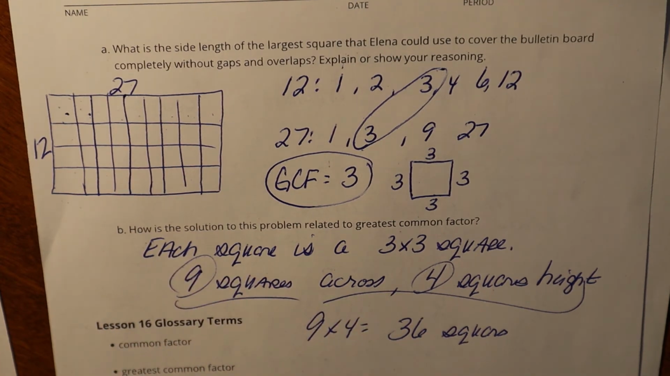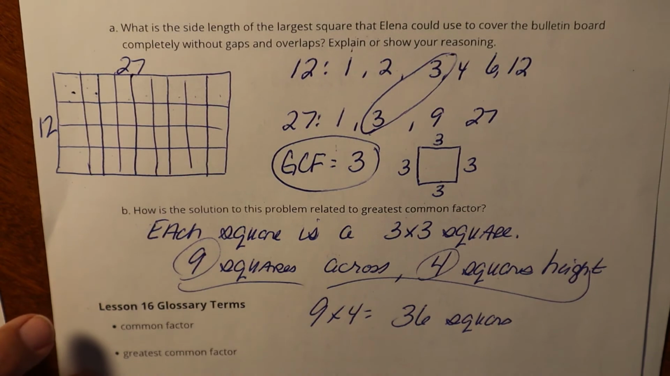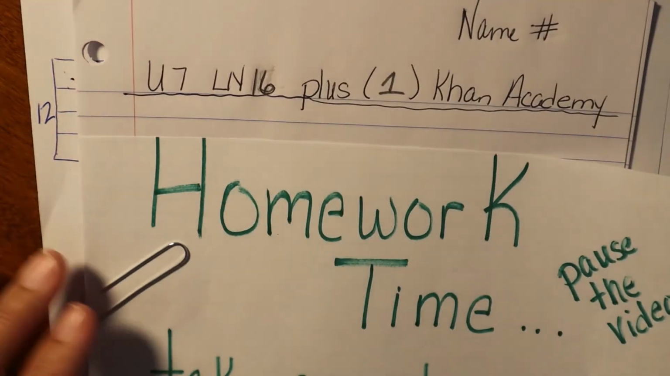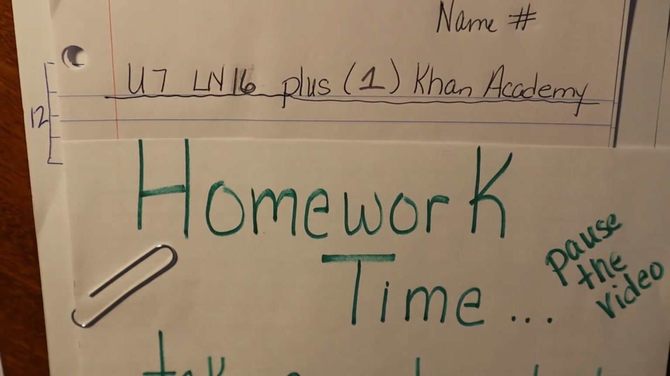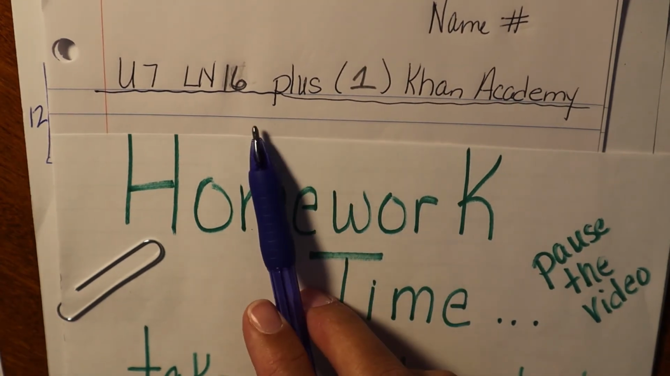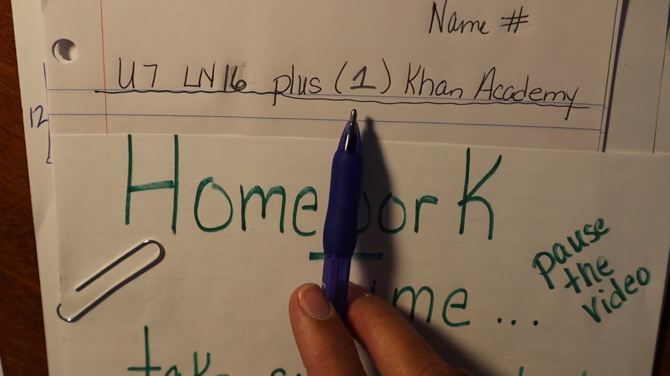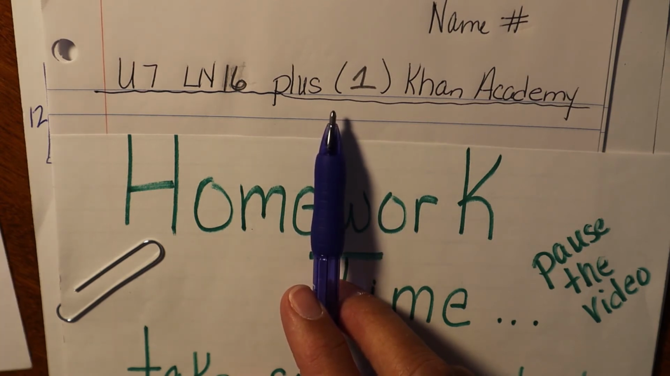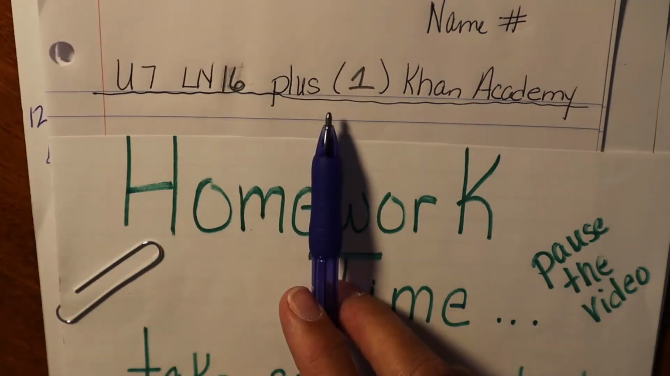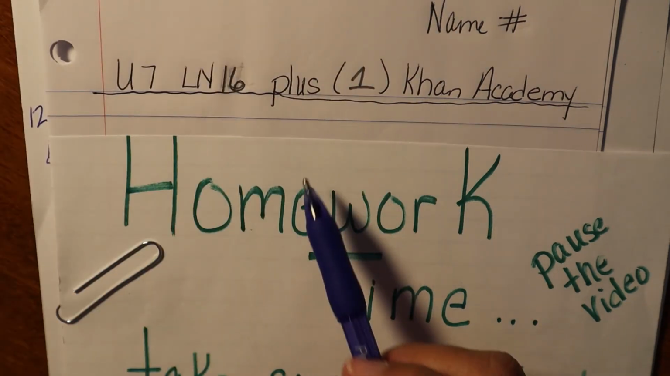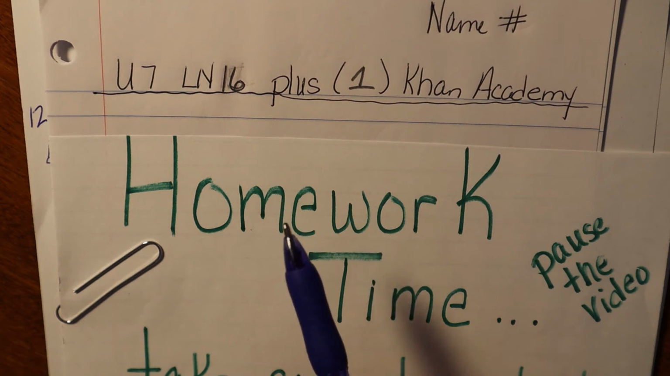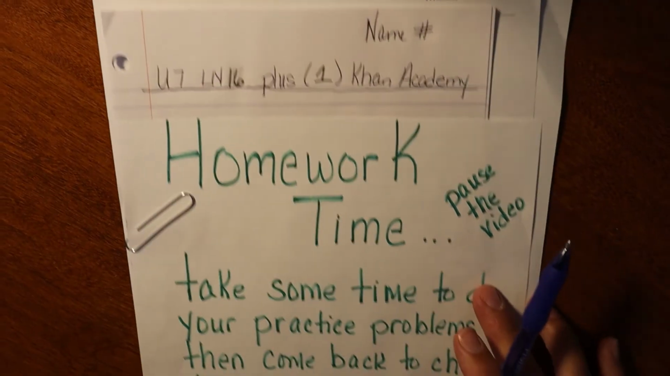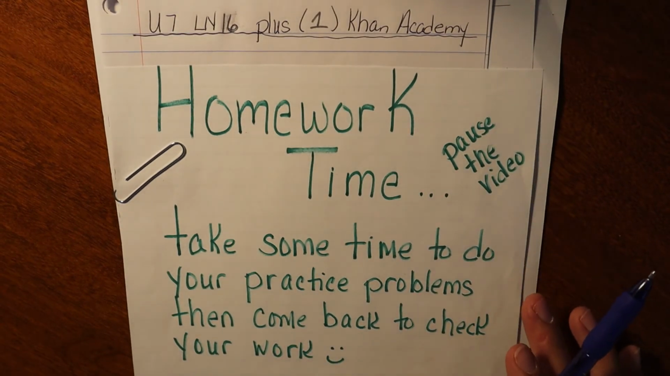We kind of already defined common factor and greatest common factor during the lesson. So at this time, guys, it is time for you to work on your practice problems. Again, we're doing lesson 16. You have one Khan Academy in addition to the practice problems. I want you to pause this video. I have scanned the practice problems into the Google Classroom assignment. I want you to work on them and see if you can figure them out.